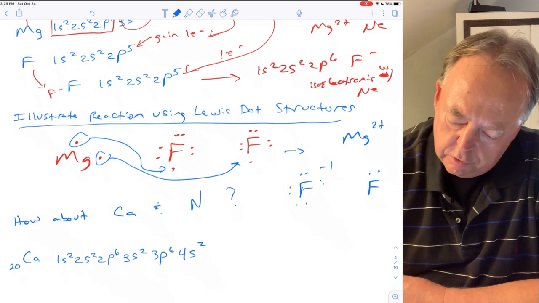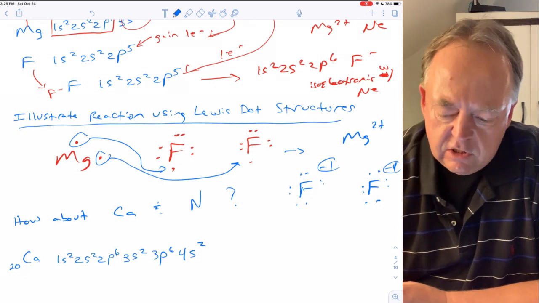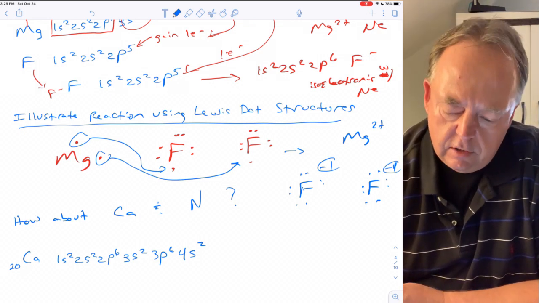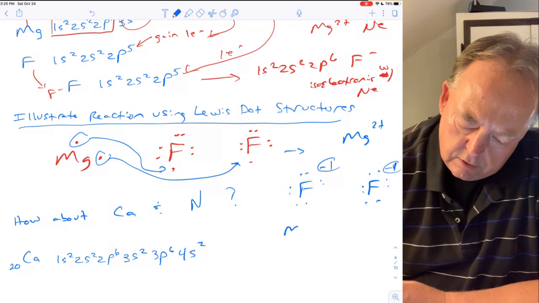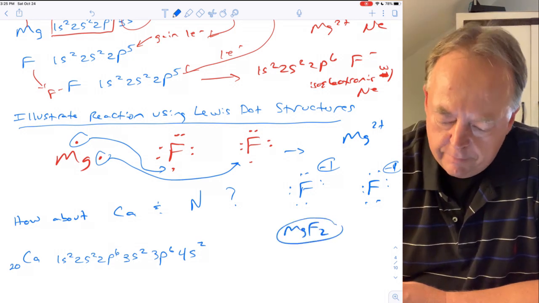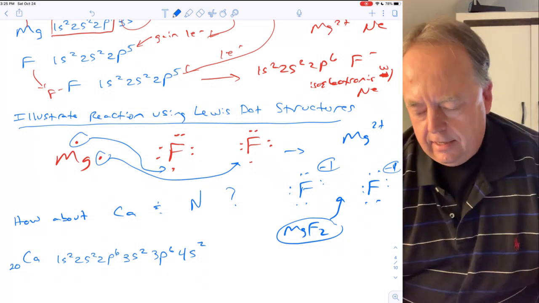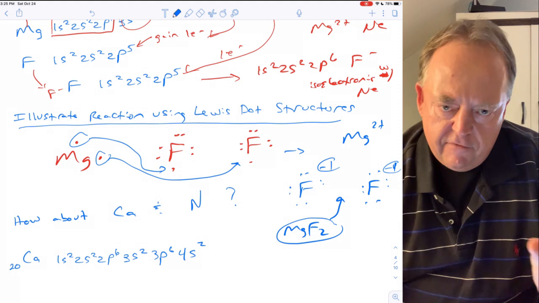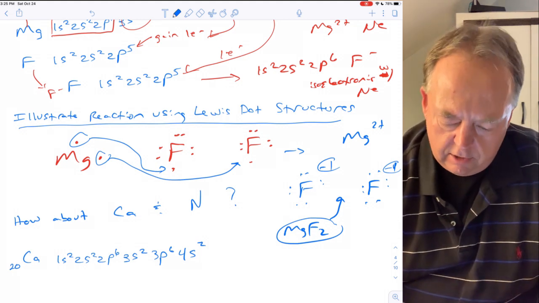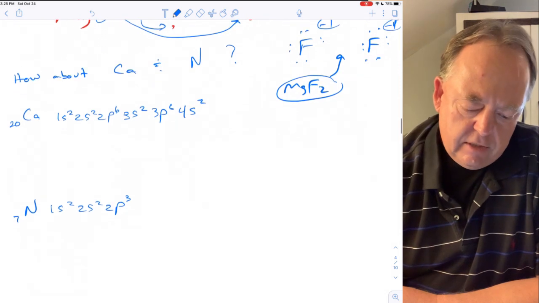And you would make two F- anions, right? They would not be physically attached to each other, but they would be attracted to each other. So even though it's written like MgF2, you have to recognize it's really an ionic compound, and it really looks like that instead: an Mg2+ cation and two F- anions, not physically linked to each other, but attracted to each other.